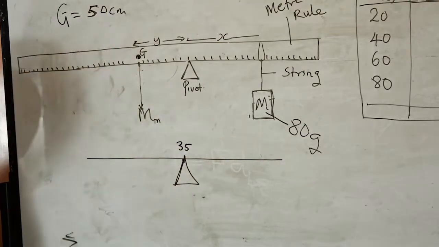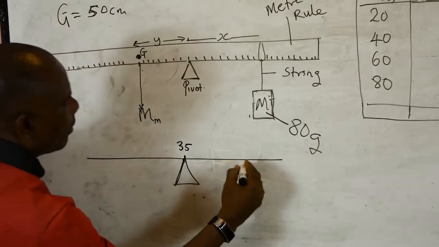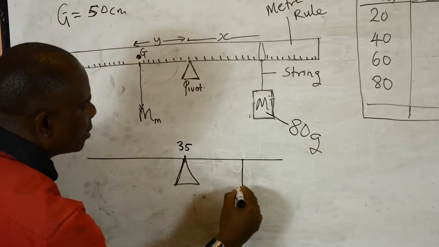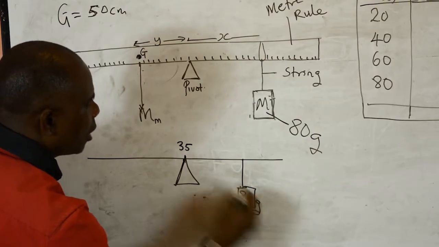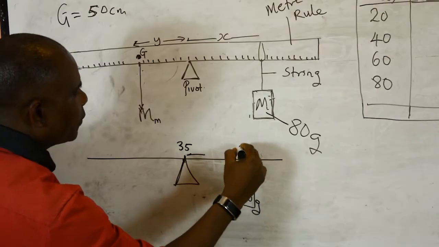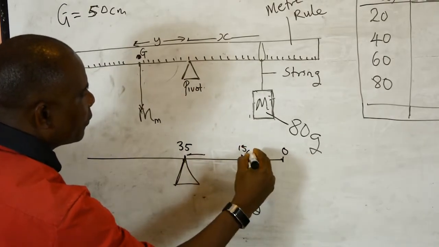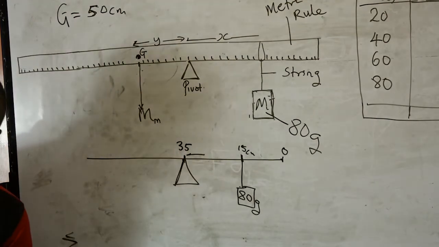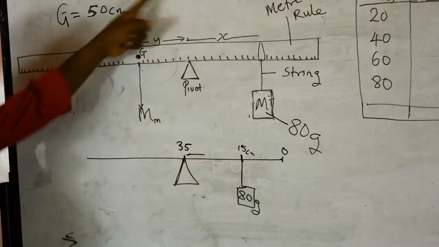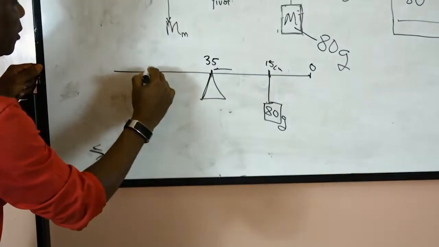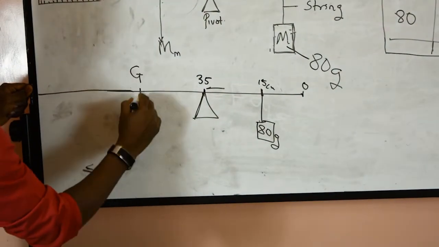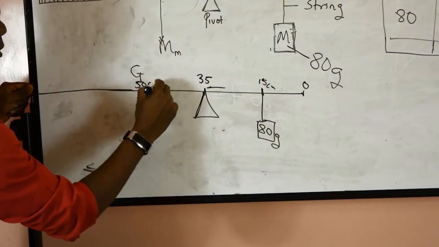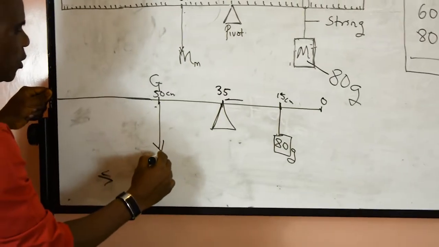So I have 35 centimeters somewhere here. That's the pivot. Now I still have my 80 gram mass. That is somewhere there. This is the 80 gram mass, and it is at a point 15 centimeters from the zero here. Now, on the center of mass of this rule, where the resultant weight acts, which is the mass we are trying to find, it was somewhere around 50 when I started the experiment. So let's say this place is 50. So I still have my G somewhere here. This is at 50 centimeters. So now there is a weight here, which is the mass of the rule.